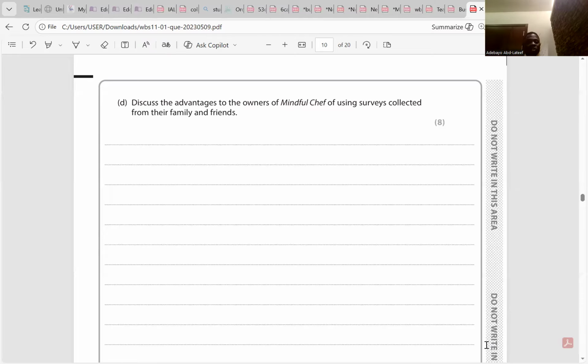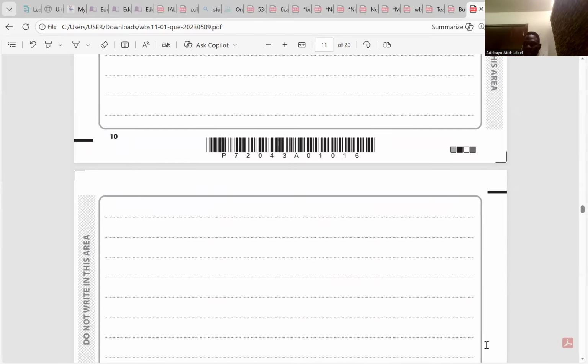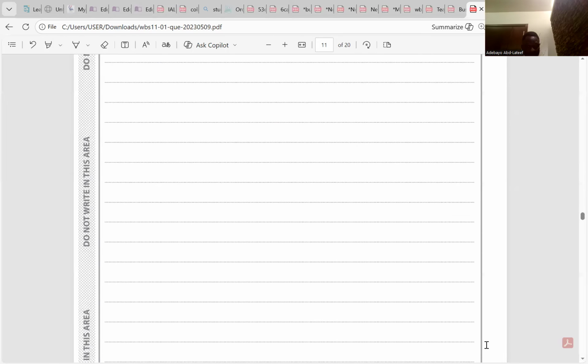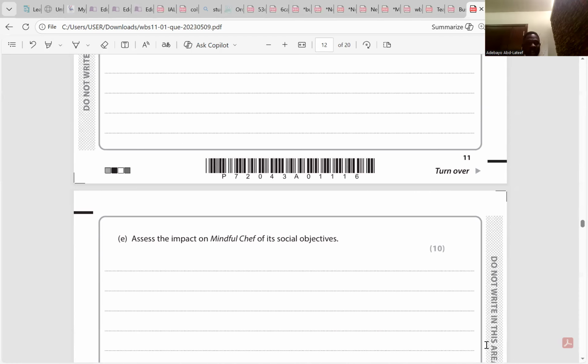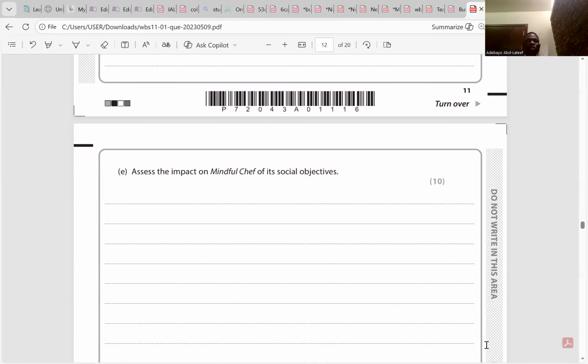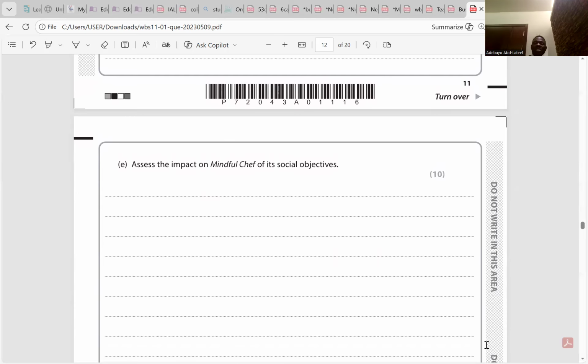So go to question 2E. Are you there? For question 2E, they said, assess the impact on Mindful Chef of its social objective. When we talk about social objective, it simply means the business focuses on a positive impact on society rather than just thinking about profit. We call it corporate social responsibility, CSR. It simply means the business thinks about the stakeholders rather than the shareholder. You think about the betterment of society. That is social objective. Do you get the point here?